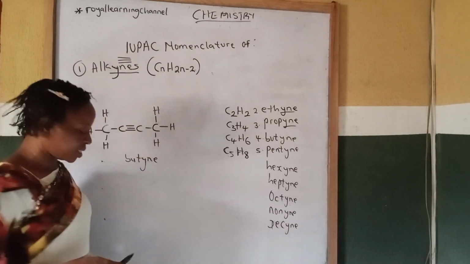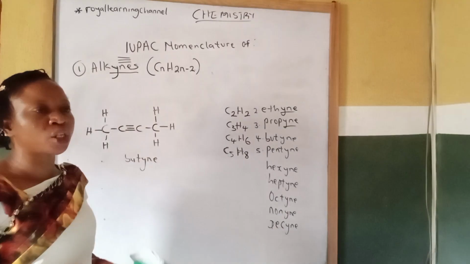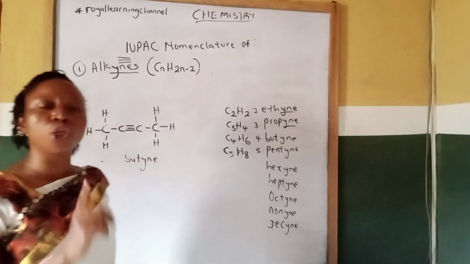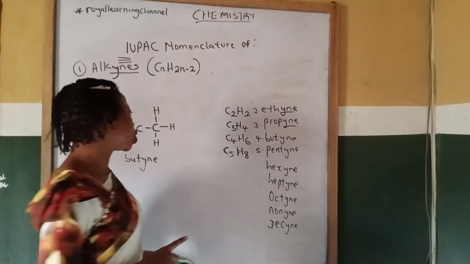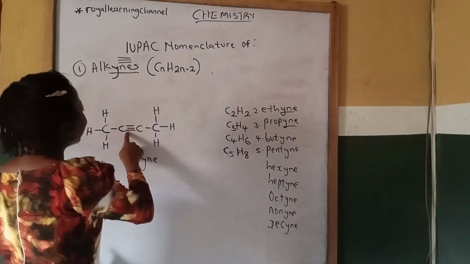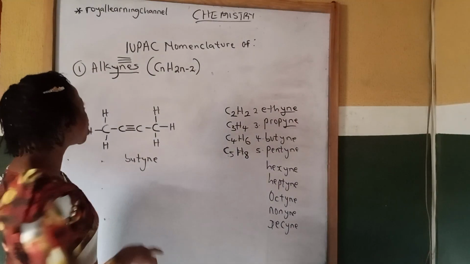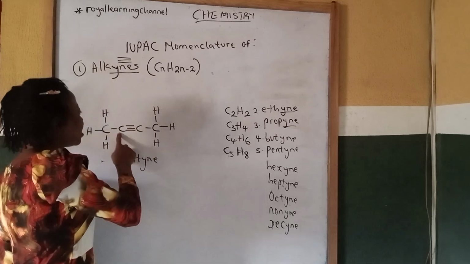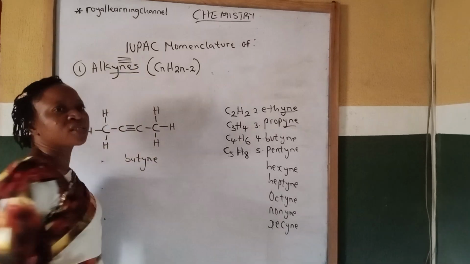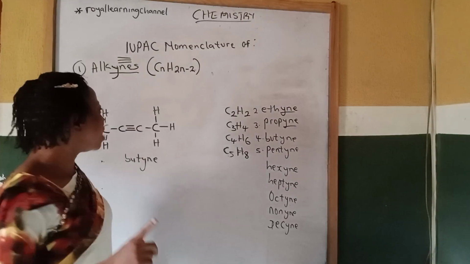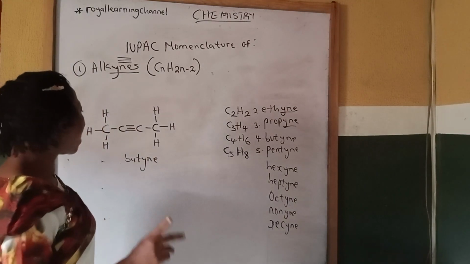Don't forget that when you consider your functional group in naming, you number from the side which will give the lowest number to your functional group. Then don't forget that this triple bond is our functional group from this structure. The functional group of alkyne is C triple bond C, because the triple bond must exist in between two carbon atoms.